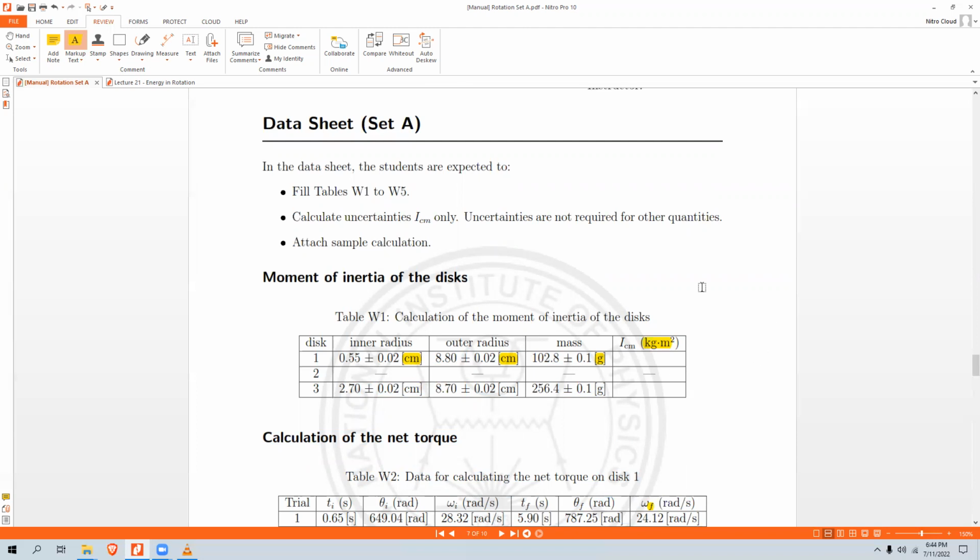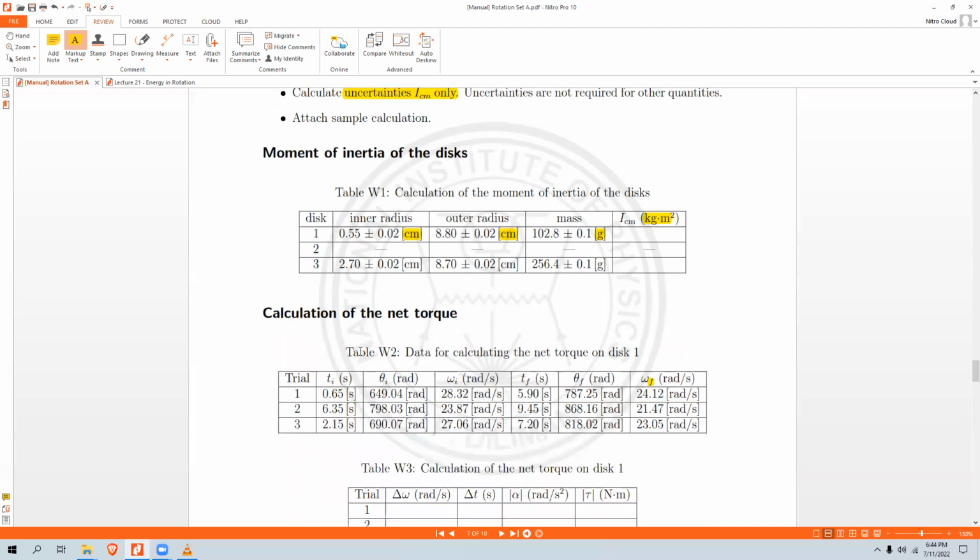For this section, I will require you to calculate the uncertainties for the moment of inertia. For the uncertainties here, you will have to recall previous concepts of uncertainty propagation way back in your first experiment. So you'll have to recall those concepts that you have previously learned.